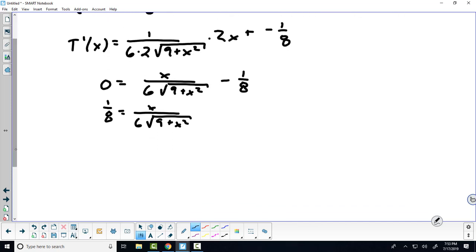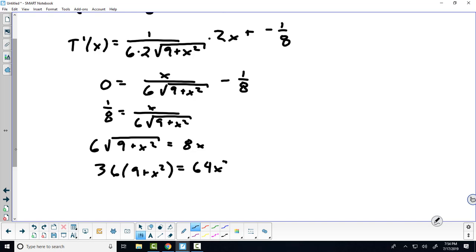This is the first time we've had to solve a radical equation in a long time. I recommend the technique of cross multiplication here, although there are many other ways to do this problem. If we cross multiply, we get 6 square root of 9 plus x squared is equal to 8x. We okay with that? Now, I've got an equation with a square root in it, so I isolate the square root term, done, and then I raise both sides to the index of the radical. Well, this is a square root, so I'm going to square both sides of the equation. Squaring both sides gives me 36 times 9 plus x squared is equal to 64x squared.